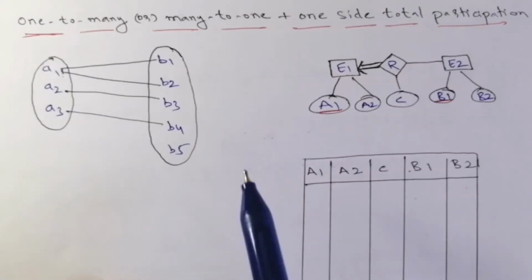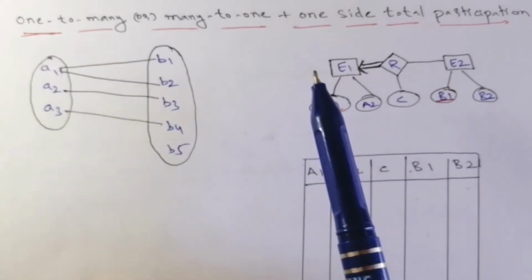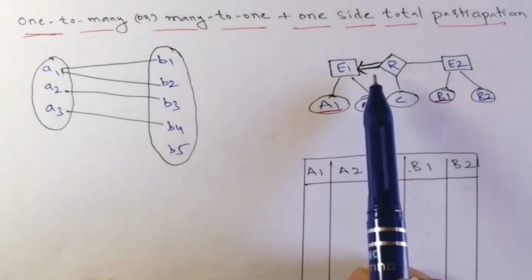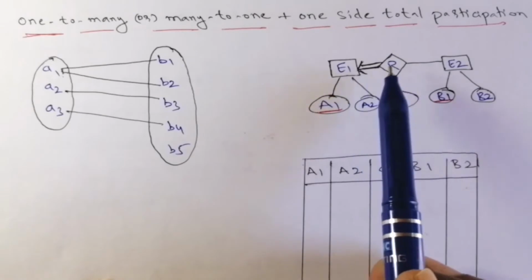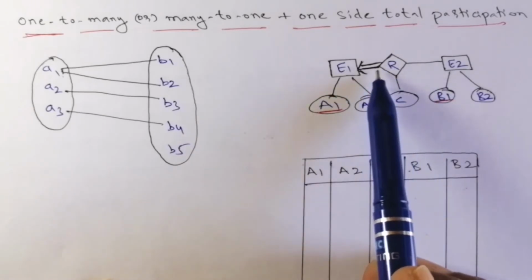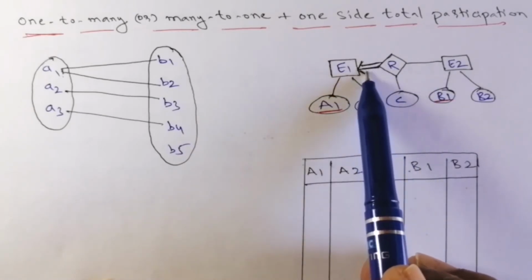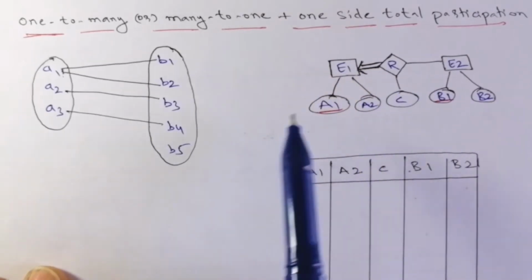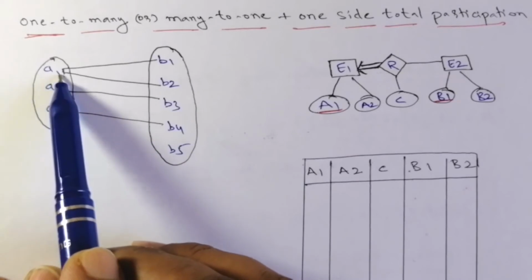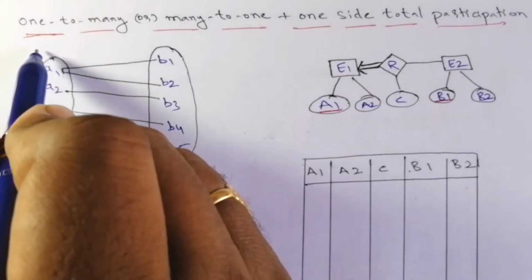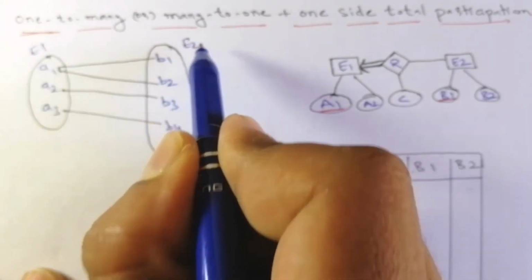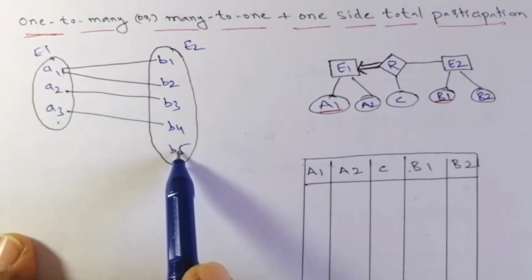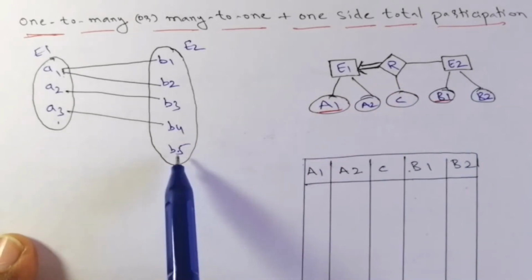So our next case is one to many or many to one plus one side total participation. This is total participation we have on the one side. It is one to many, so wherever the one side is there, there we have the total participation. Remember the point. Same example. We have taken this side E1, we have the total participation. So this is E1, this is E2. E1 has the total participation, whereas E2 doesn't have the total participation, that is, the many side doesn't have the total participation.